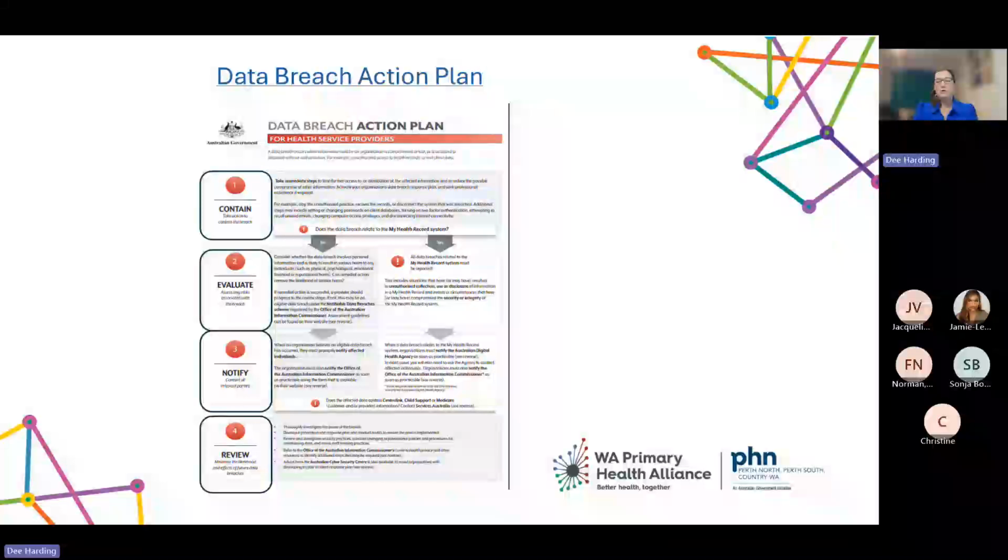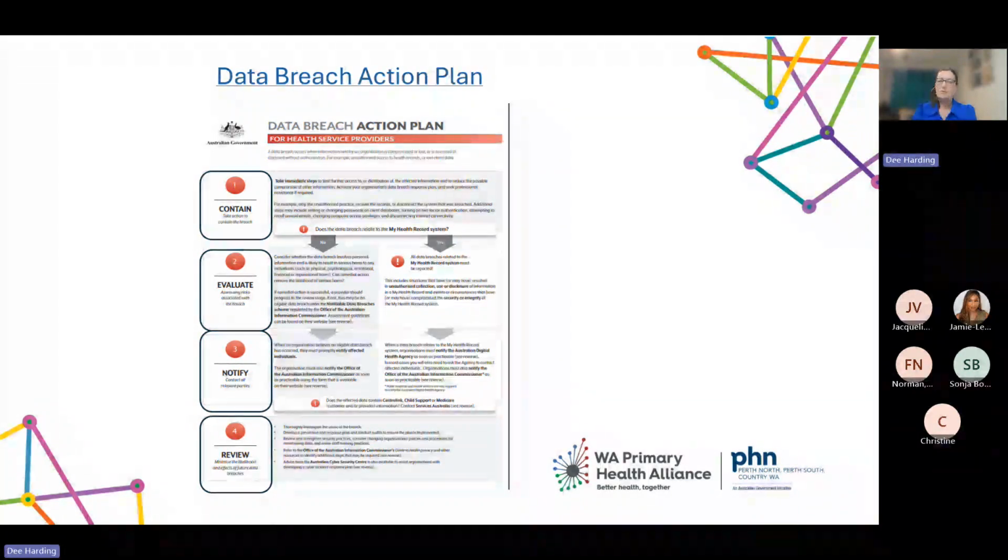So expanding on the information that we were just outlining, the health service providers should use this 4-step plan, and we've got access to links. You'll probably find this also on the Office of the Australian Information Commissioner's website, on how to manage a data breach. This is a preferred method, following along here. The plan has been developed by the OAIC, the acronym used for the short version of the Office of the Australian Information Commissioner, in conjunction with the Australian Digital Health Agency and also the Australian Cyber Security Centre. So they've put together this little guide.